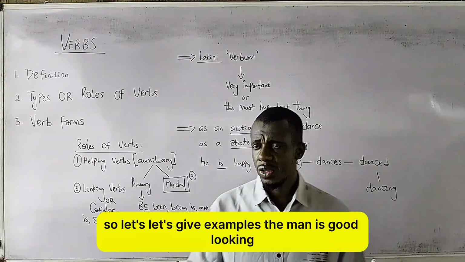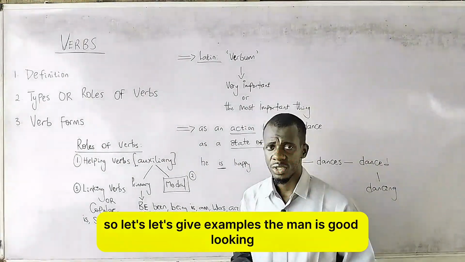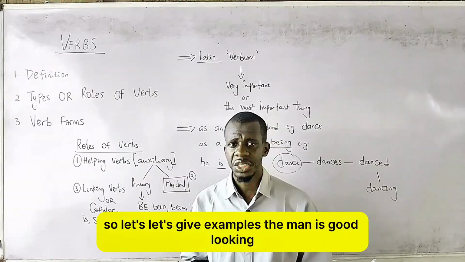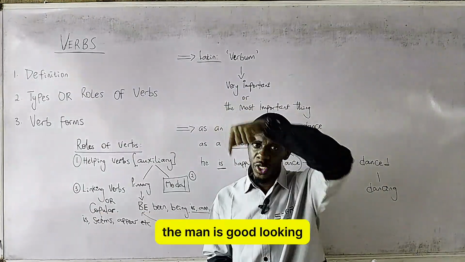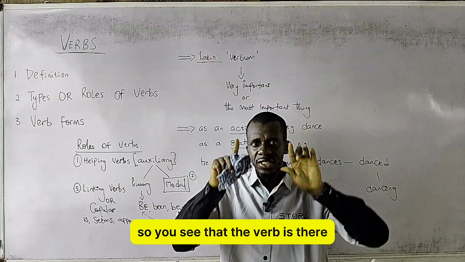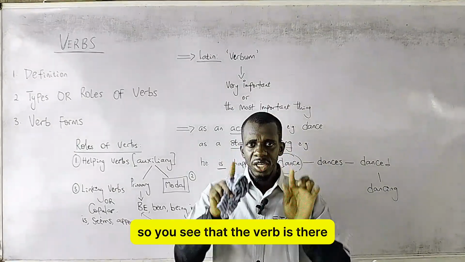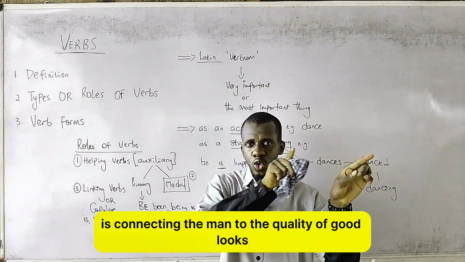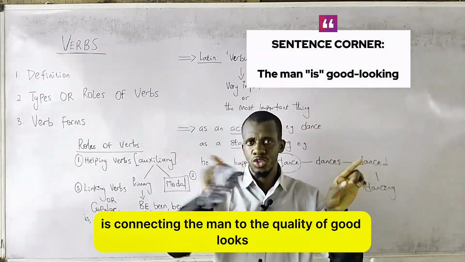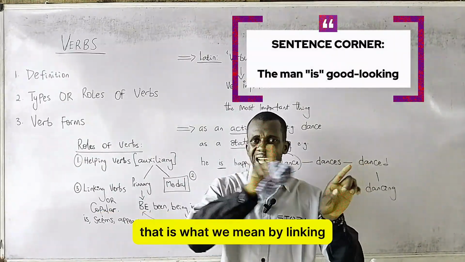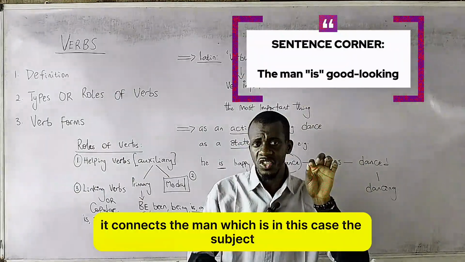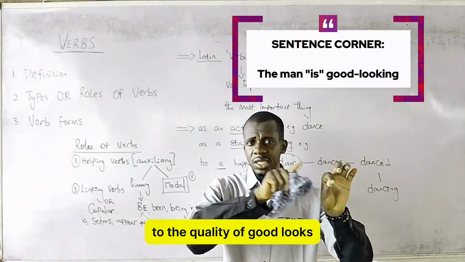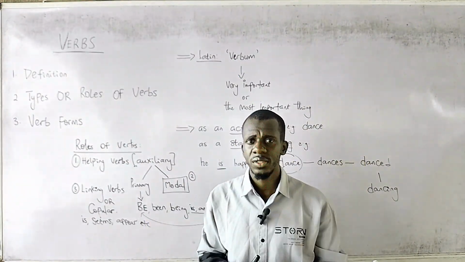Okay, so let's give examples. The man is good looking. So you see that the verb is there is connecting the man to the quality of good looks. That is what we mean by linking. It connects the man, which is in this case the subject, to the quality of good looks.